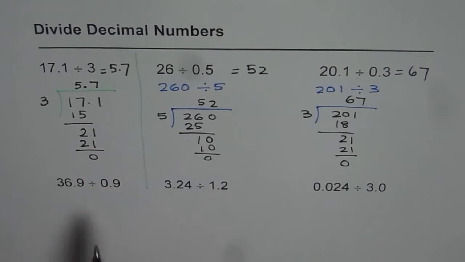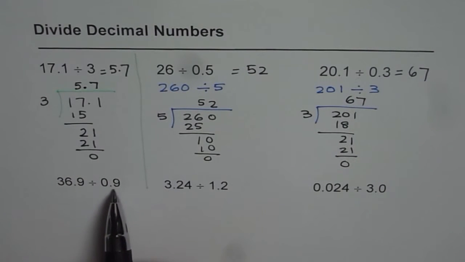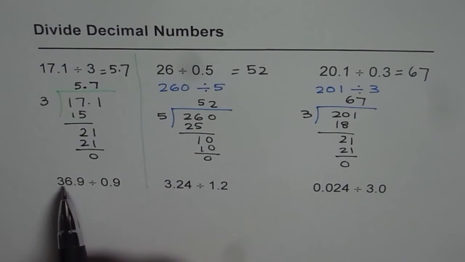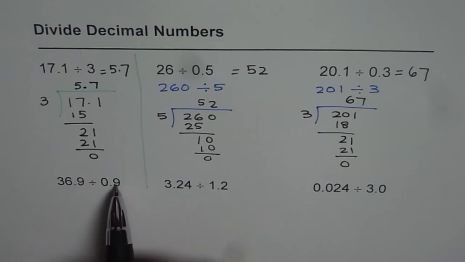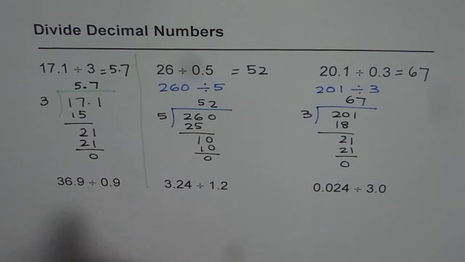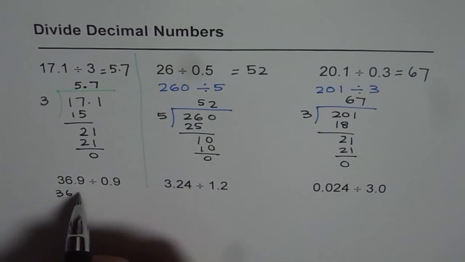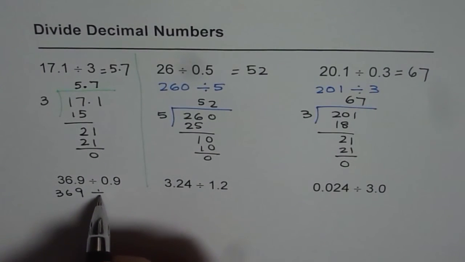Now, I'd like you to do these 3 questions as a practice. Remember one rule. When you are dividing, the divisor should not have a decimal number. If it has, then you have to multiply both numerator and denominator so that we get a whole number for the divisor. In this case, you'll multiply numerator and denominator by 10. So the question really will be 369 divided by 9, right?